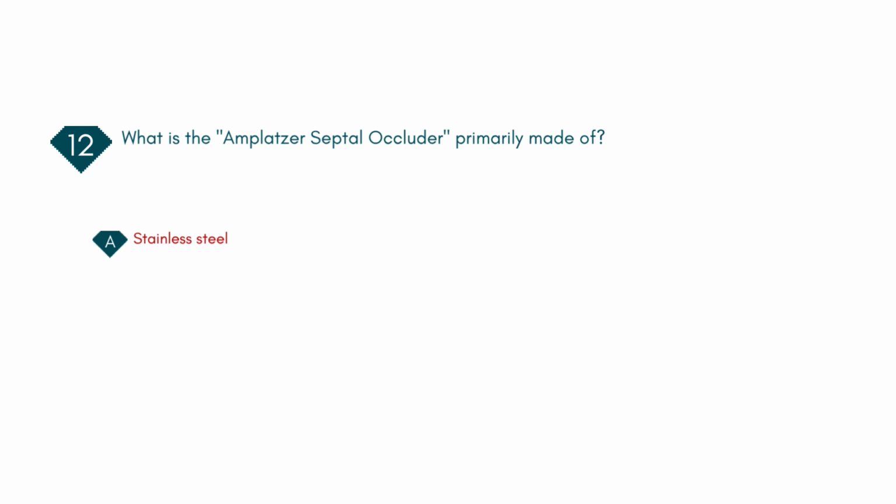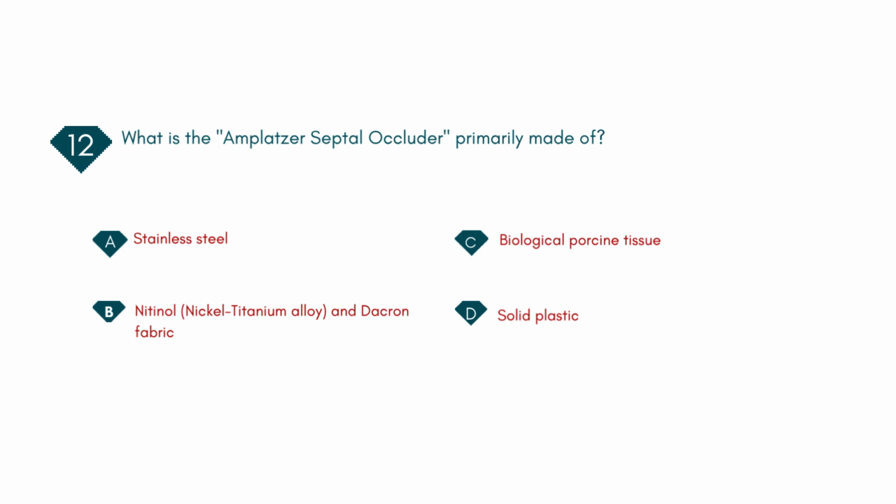What is the Amplatzer septal occluder primarily made of? A. Stainless steel. B. Nitinol, nickel titanium alloy, and Dacron fabric. C. Biological porcine tissue. D. Solid plastic. Answer: B. Nitinol, nickel titanium alloy, and Dacron fabric.